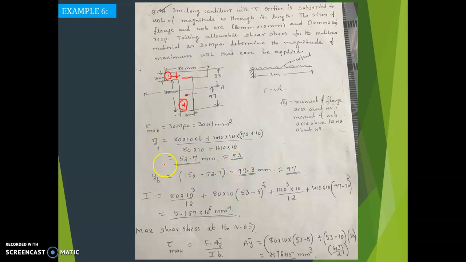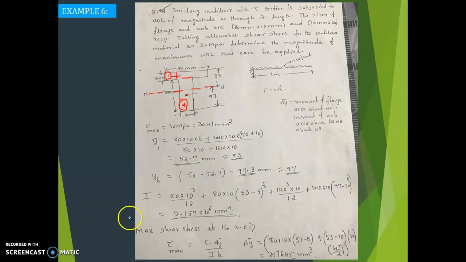So this is from the top, because I considered the neutral axis at the top. Now what is YB? The overall distance is 140 plus 10, that is 150. 150 minus 52.7 is 97.3 mm, so you can take it as 97. So YT is 53 and YB is 97. Now you know the position of the actual neutral axis: 53 from the top and 97 from the bottom.